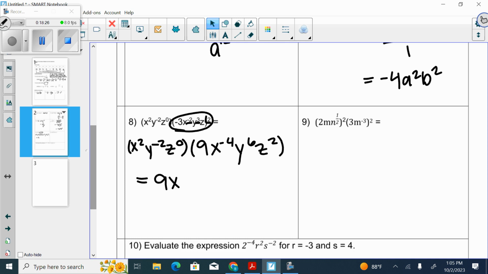What's that? Negative 2, so x to the negative 2. For y, I've got negative 2 plus 6. What's that? 4. And then for z, I've got 0 and 2. 2.